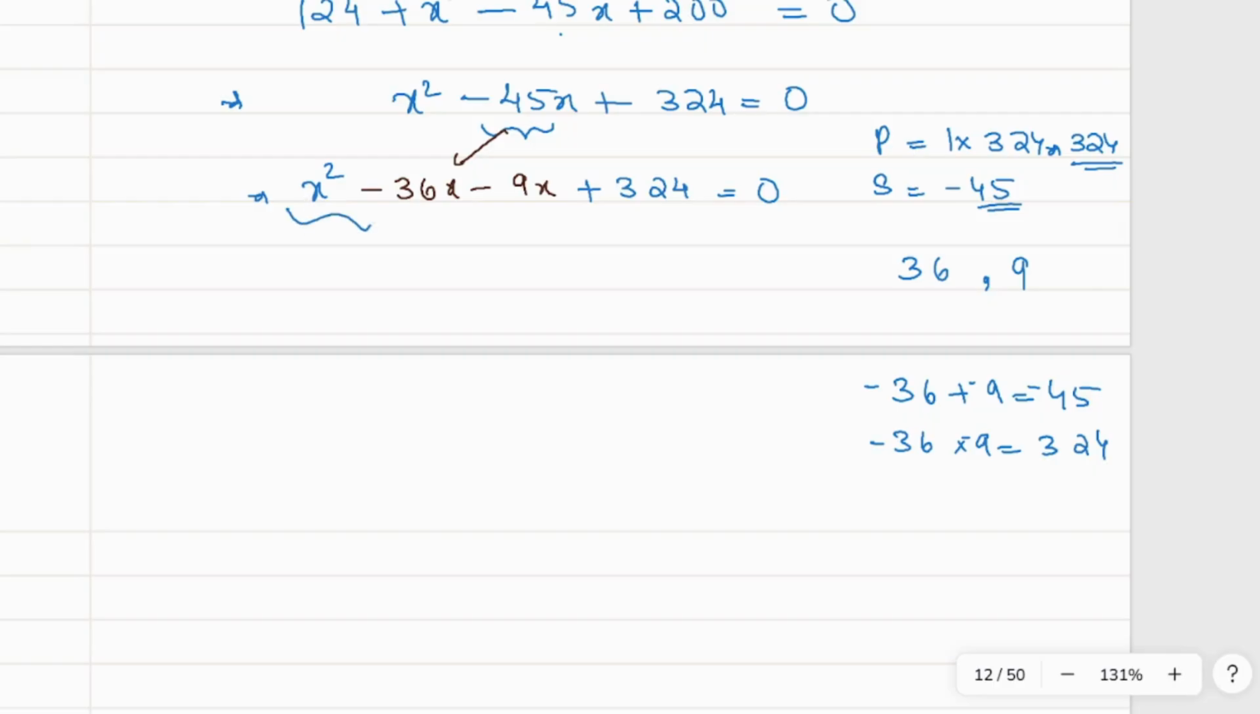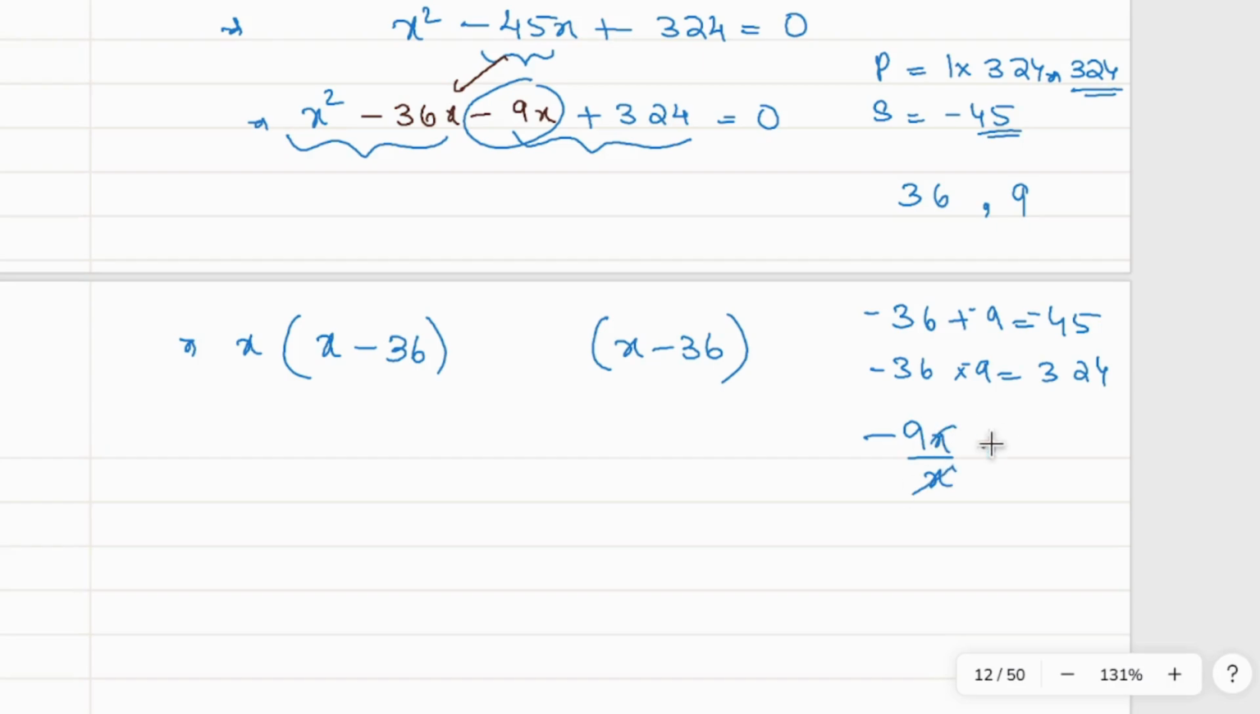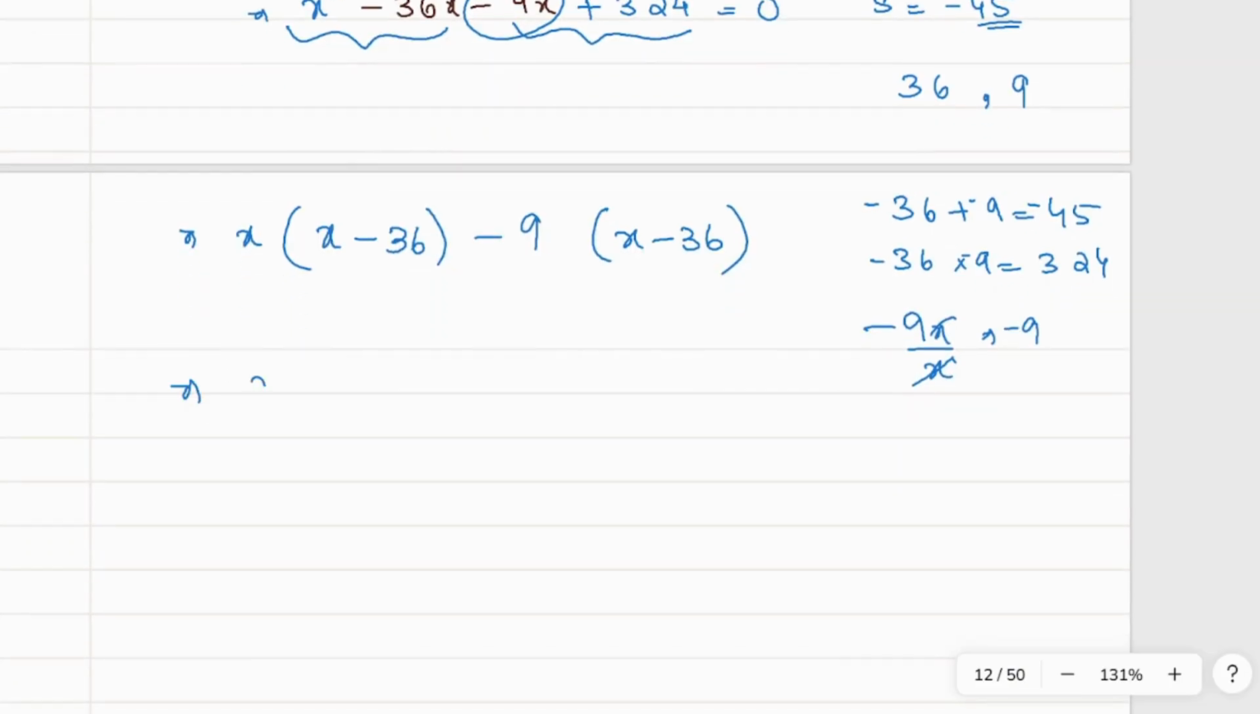Now we have to group the terms and take the common factors outside. From the first pair I can take x as the common factor, so I get x minus 36. I repeat that x minus 36 here. And from the other term, minus 9x divided by x gives minus 9, so insert minus 9 there. The answer is (x minus 9) into (x minus 36).